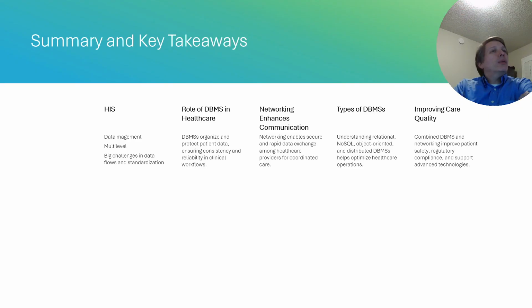Then we discussed a little bit about the role of the database management system in healthcare and how they can help us organize and protect that data, and how this is the first layer of storage. But we also introduced the networking capabilities to enhance communications and how we can support that function of transporting and transforming data.